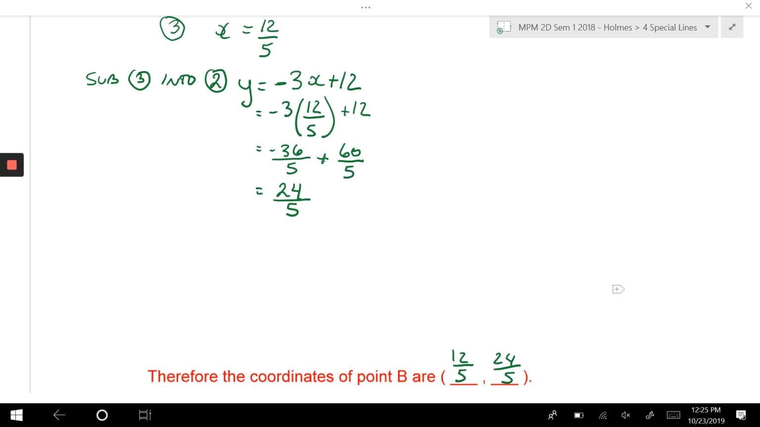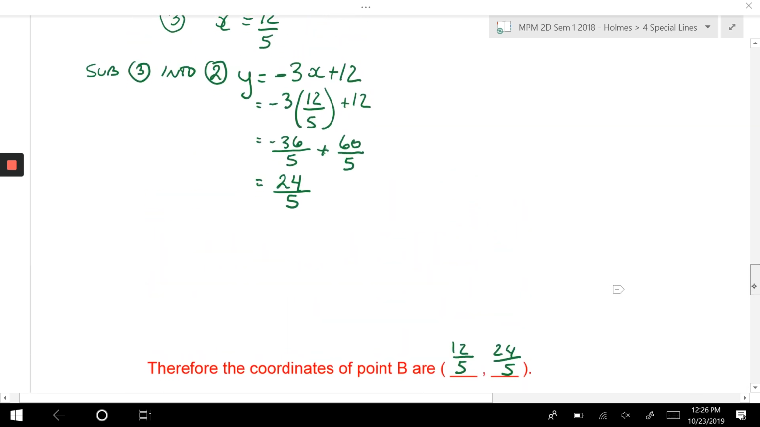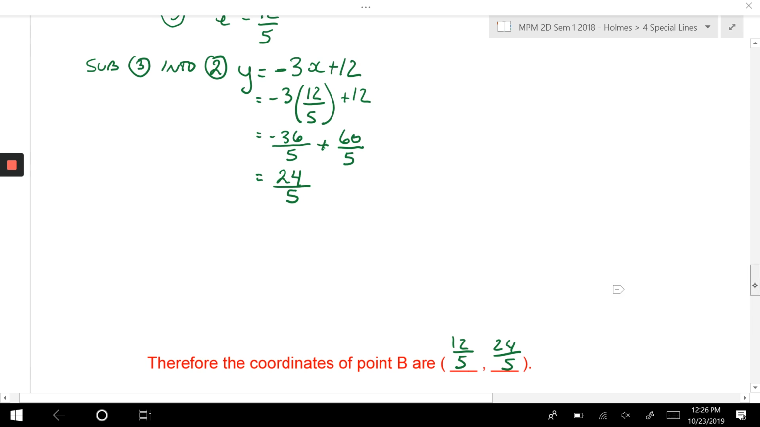Any questions so far? So I now have my 2 points that are of interest. The whole point of this is to be able to calculate the shortest distance. Am I okay to go on? Oh, Paige, you got a question? Okay.